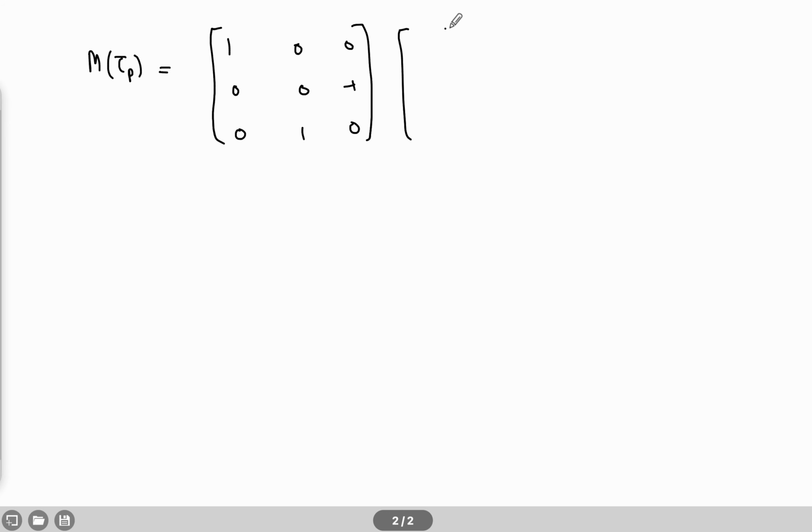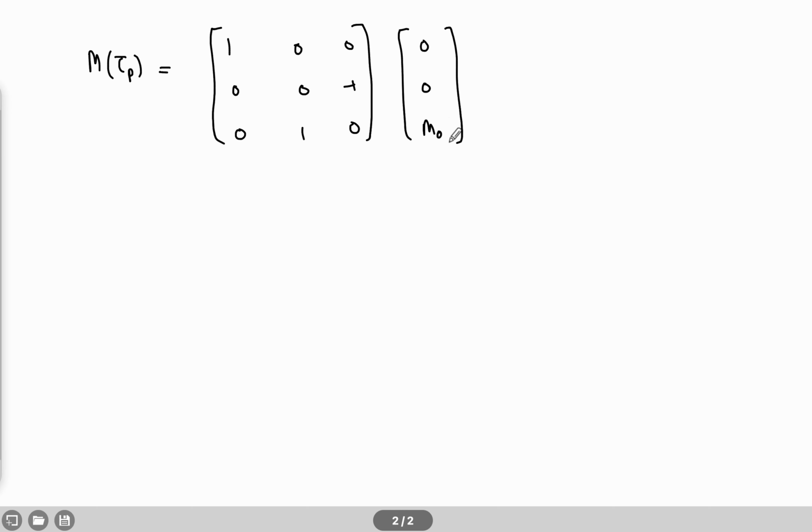Now let's say the initial magnetization is along the z-axis. So how do you represent the initial magnetization vector which is along the z-axis? There is no x component, so the x component is 0. There is no y component, that is, there is no transverse magnetization. All the magnetization is along the z-axis.